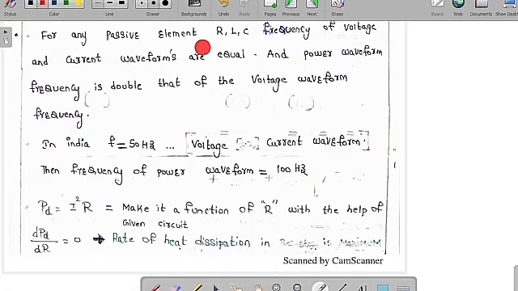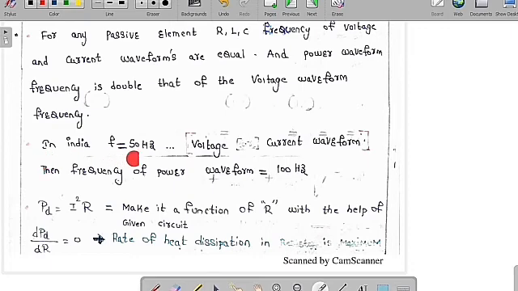For any passive element RLC, the frequency of voltage and current waveforms are always equal. So the frequency of all voltages and currents is always the same for any passive network. And the power waveform frequency is double that of the voltage waveform frequency. So always the frequency of the power will be double that of the voltage or the current. The frequency of voltage and current are always equal for any passive circuit, but the frequency of the power will always be double that of the voltage or current.